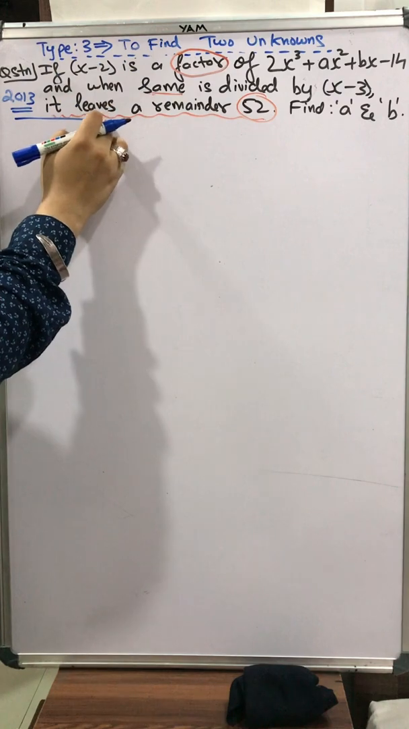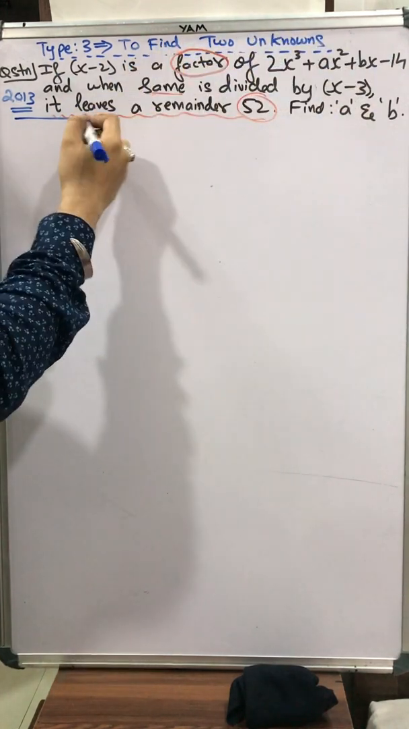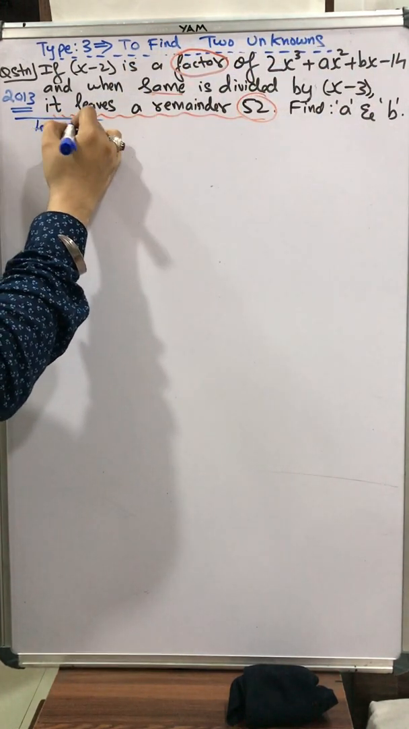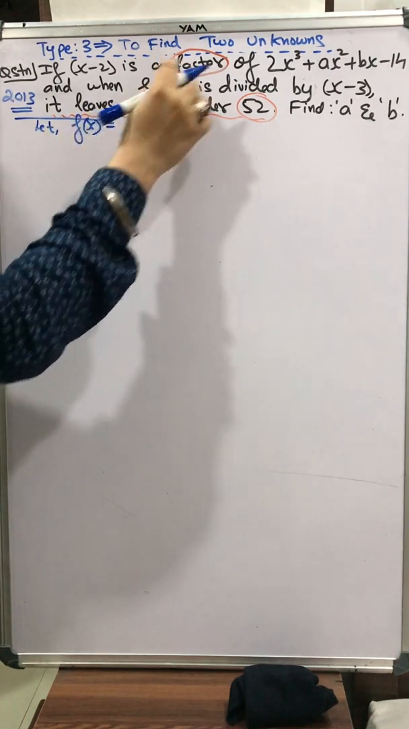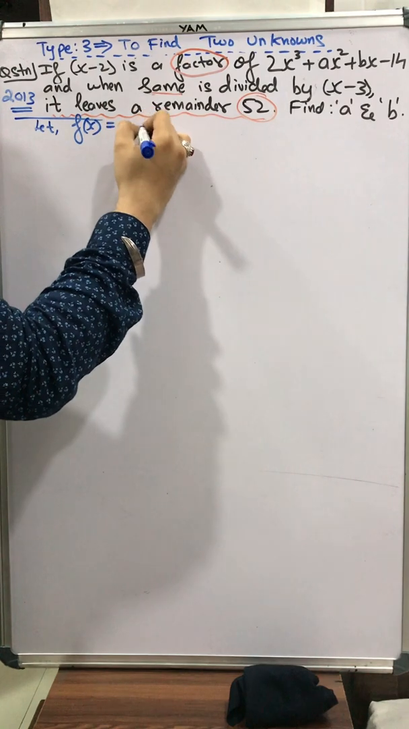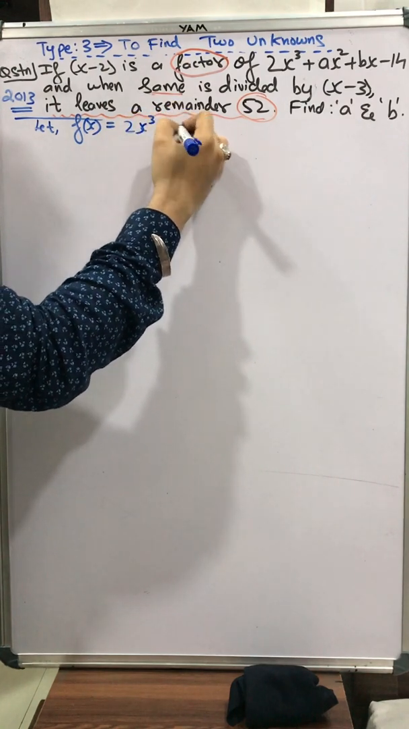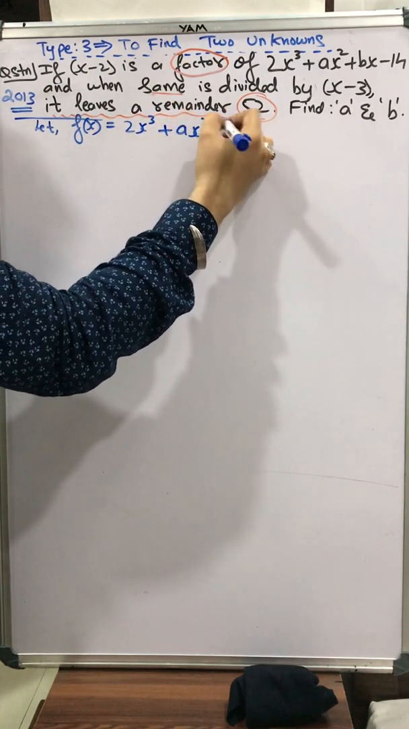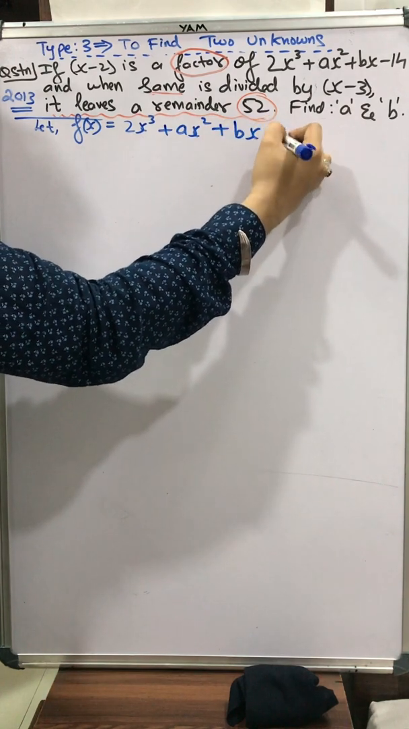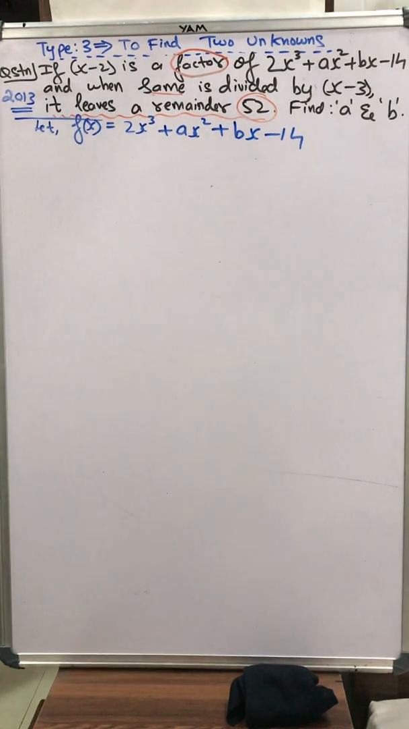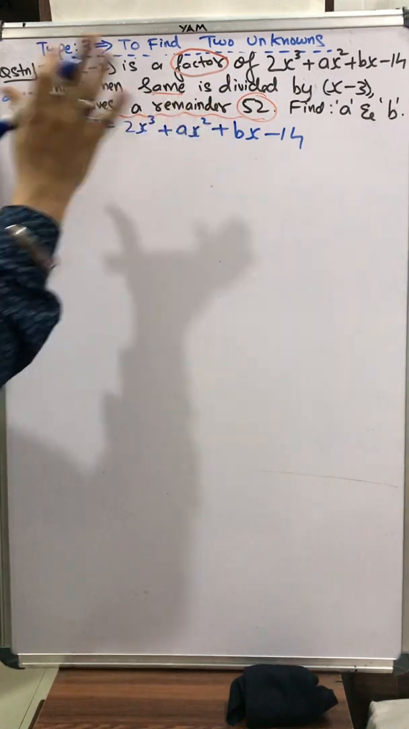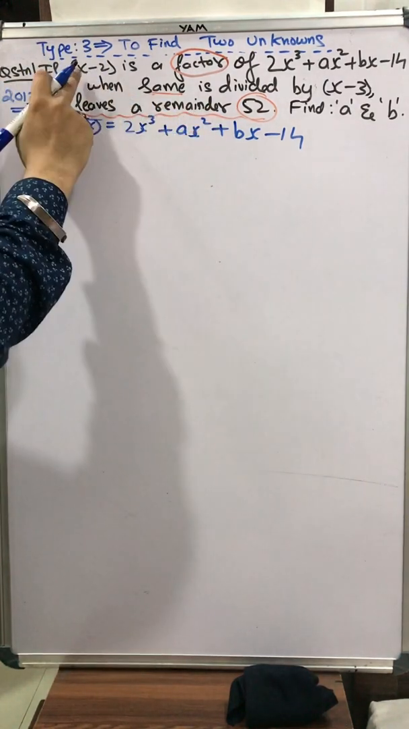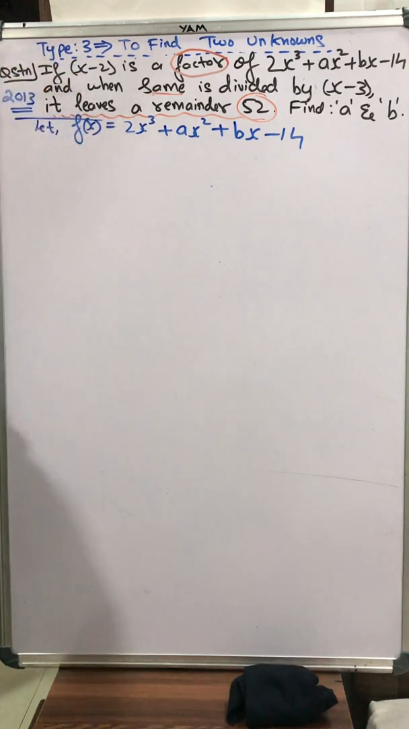The basic step will be, I'll name my polynomial. Let f of x, f is the name and x because it deals with x, f of x be 2x cube plus ax square plus bx minus 14. Okay, this is the basic polynomial, the dividend. Now there are two divisors, starting with the first case, x minus 2. So I'll start with the first one.